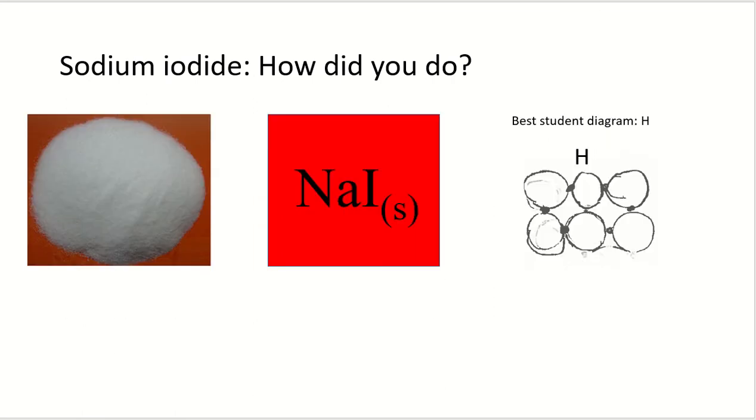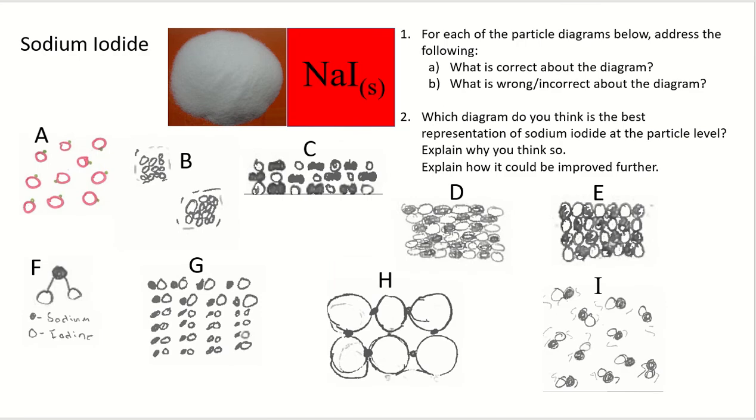I would say the best student diagram was this one. We had a representation of the size difference here, but we also had that 1-to-1 ratio, and they're all touching. This is great. I mean, a little bit of eraser and smudge marks here, but I think this was a really good job.